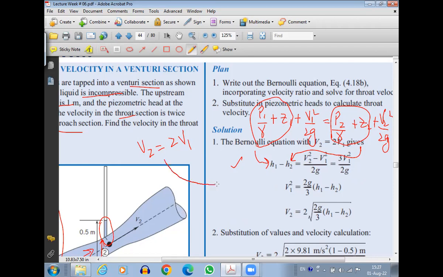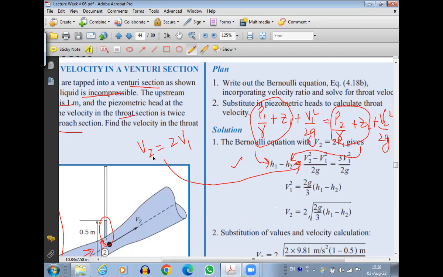So now I can apply this condition. I can substitute the value of V2 into this equation. So it will become 2V1 whole square, means 4V1 square minus V1 square. So that will become 3V1 square divided by 2g. So V1 will be equal to, now I can just simply readjust the equation. Put V1 on one side of the equation, other variables on the other side. So we'll get V1 square equals 2g upon 3 into H1 minus H2.